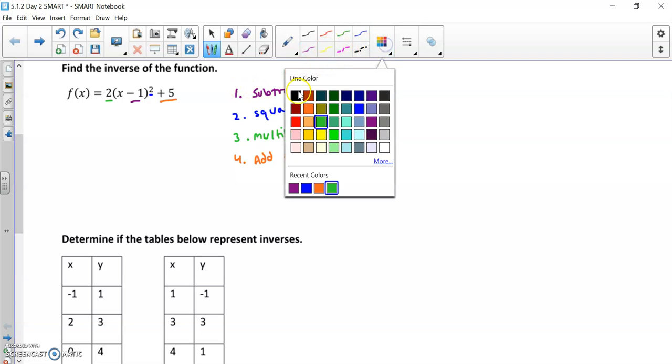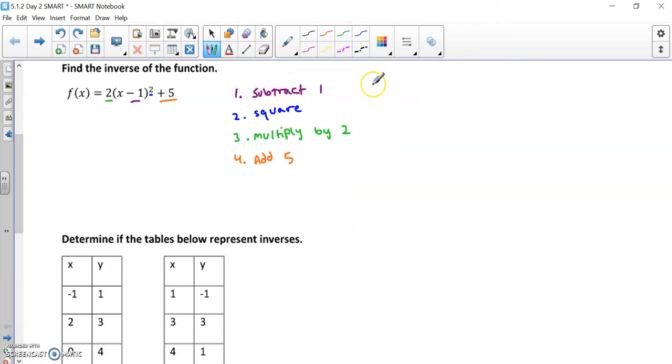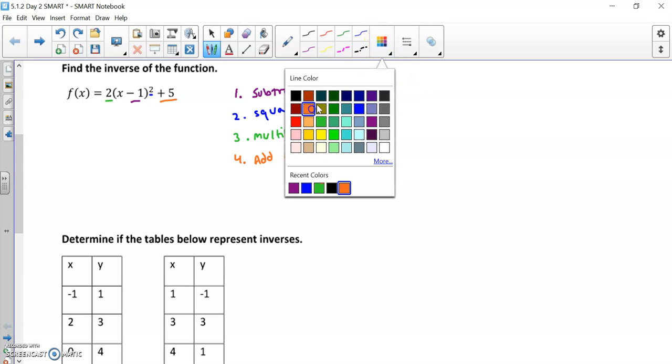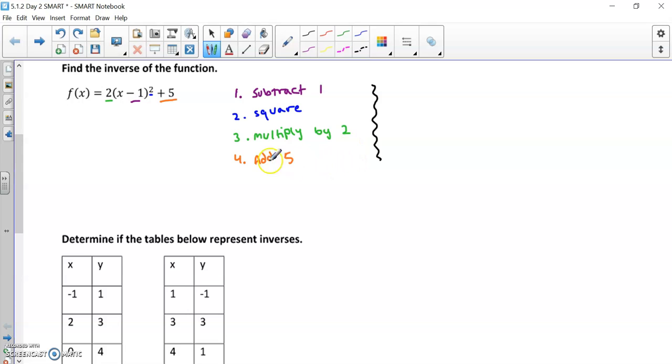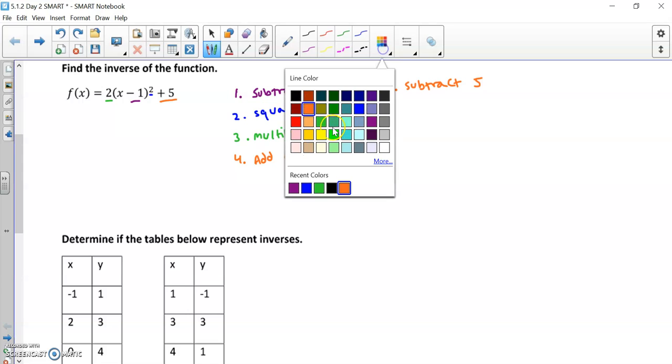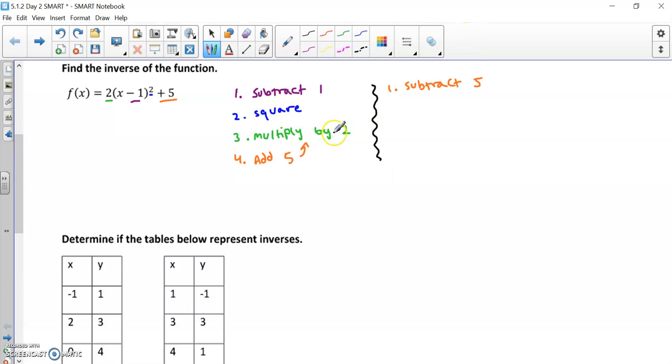So now I need to go and follow my list backwards, starting with adding 5, and do all opposite operations. So I'm going to match colors as well. So instead of adding 5, remember we have to start at the bottom of our list, we are going to subtract 5. Step 2 will be going up from there, and instead of multiplying by 2, we have to divide by 2, because that's the opposite of multiplication.